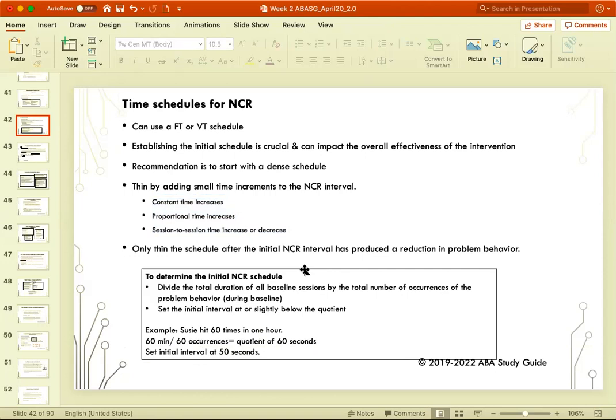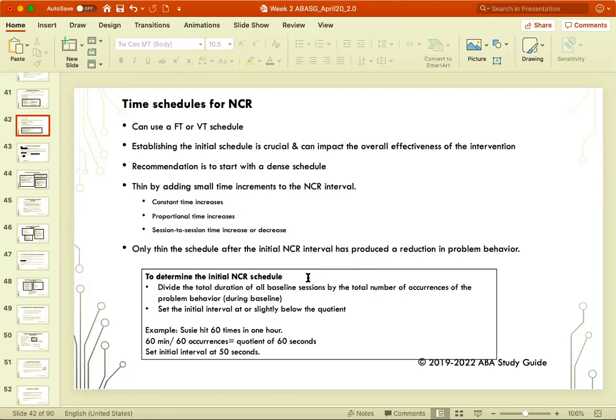So we have set our schedule. How do we do that? We determine the initial NCR schedule. We divide the total duration of all baseline sessions by the total number of occurrences of the problem behavior. So I had Jenna, and anytime I place a demand or when she's in a demand condition, she rolls off the chair onto the floor. I take the duration of the baseline session and I count the number of times that she rolls off of the chair or engages in other behavior to escape the demand. And that's how I set my interval.